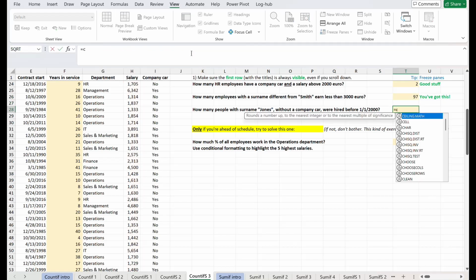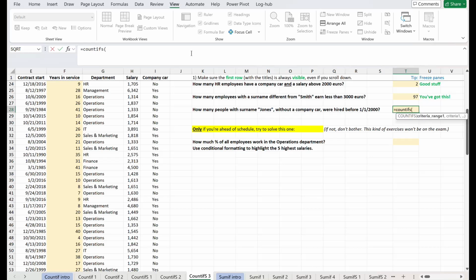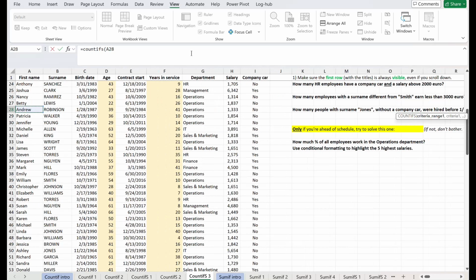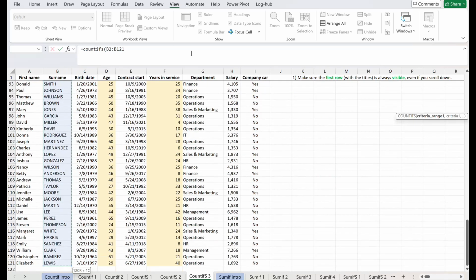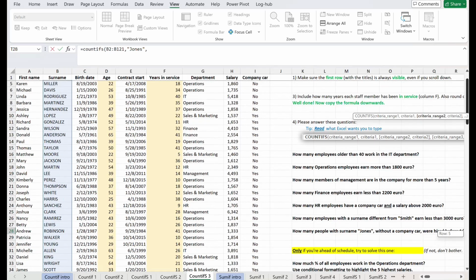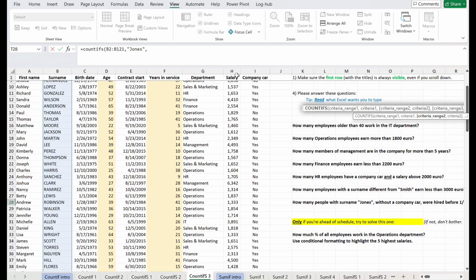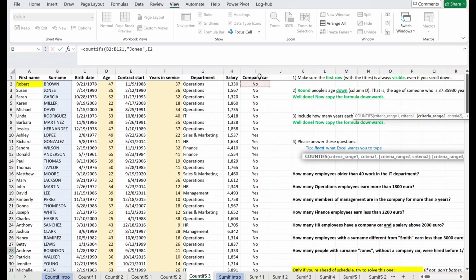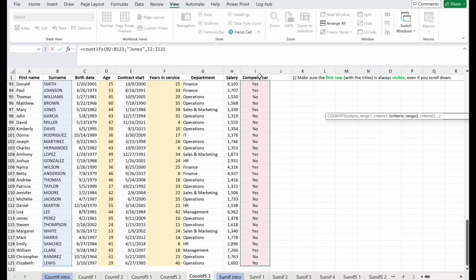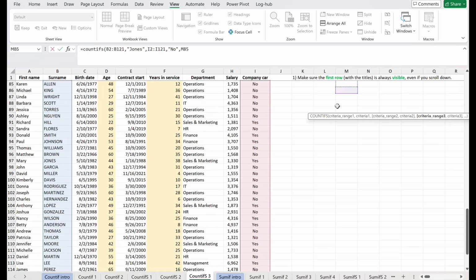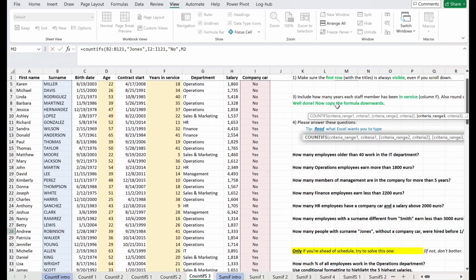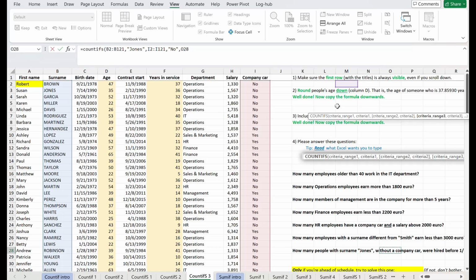Okay. Countifs. We're gonna look for the surname Jones. Doesn't really matter if it's a capital letter or a small letter. No company car. So in here, we're gonna look for the word no. And what else do we need? We're hired before the 1st of January 2020.